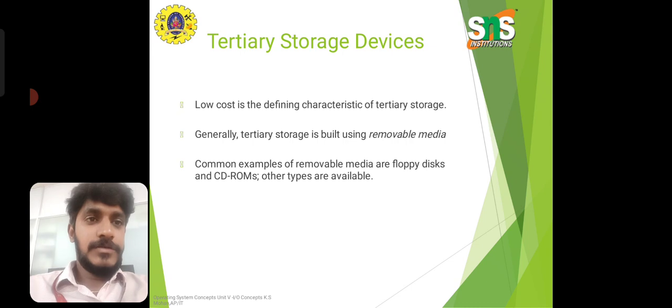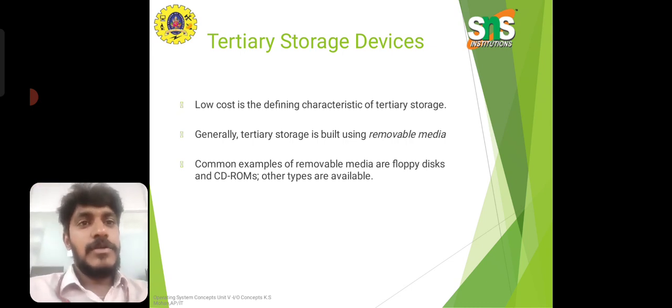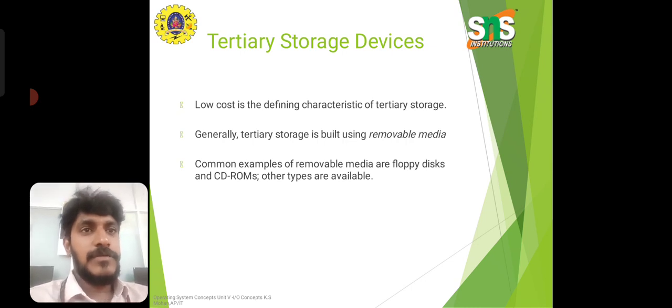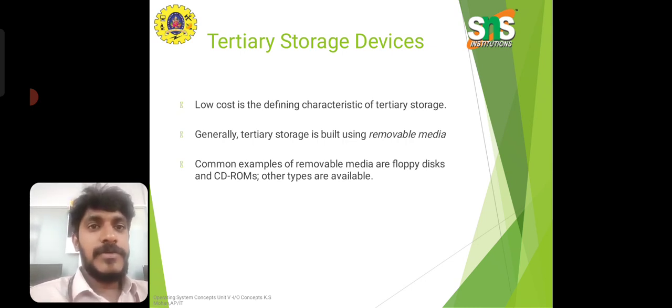Generally, data storage is built using removable media, and low cost is the defining characteristic of tertiary storage. The data storage device can be different things. For example, about five years ago the floppy disk was the most used removable media for storage. Nowadays we rarely use the floppy disk; CD-ROMs and other devices are available. Low cost is the defining characteristic of tertiary storage here.